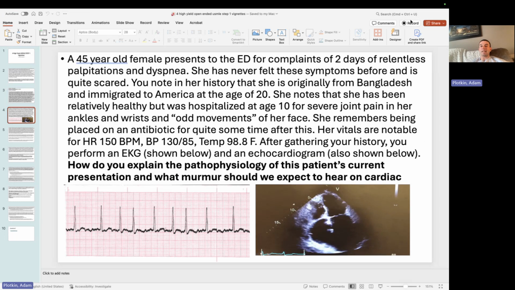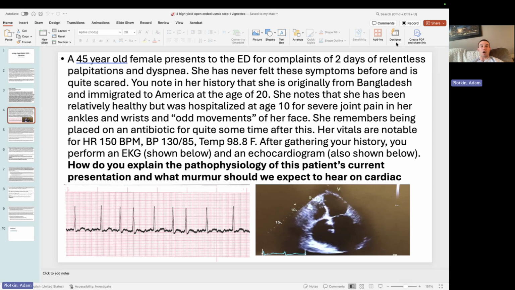A 45-year-old female presents to the ED with complaints of 2 days of relentless palpitations and dyspnea. She has never felt these symptoms before and is quite scared. You note in her history that she's originally from Bangladesh and immigrated to America at the age of 20. She notes that she has been relatively healthy, but was hospitalized at the age of 10 for severe joint pain in her ankles and wrists and odd movements of her face. She remembers being placed on an antibiotic for quite some time after this.